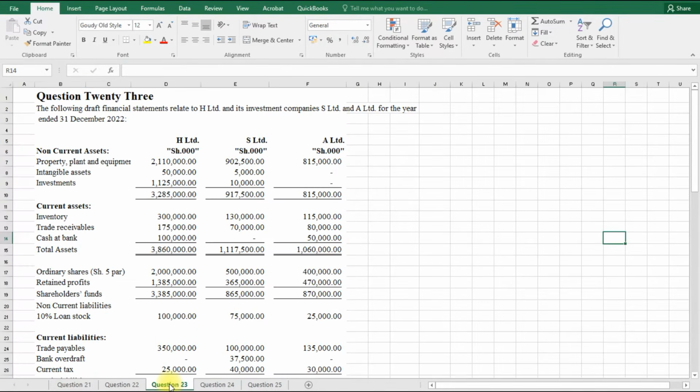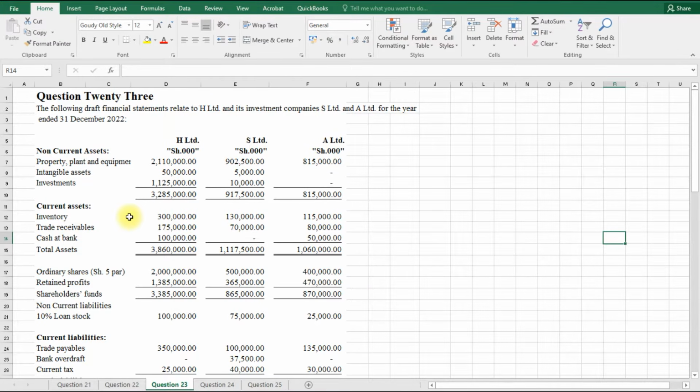So today we shall start with the question number 23. This is a question that was dealing with consolidated financial statement of the group accounts, and we shall tackle this. And it was reading: the following draft financial statement relates to H Limited and its investment company S Limited and A Limited for the year ended 1st December 2022. So I've been given the H, the S and the A, and their shillings in thousand.